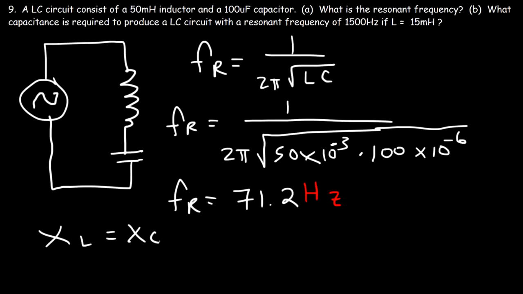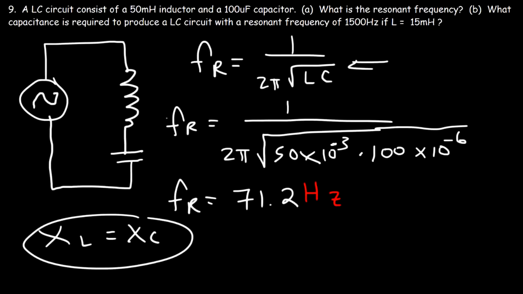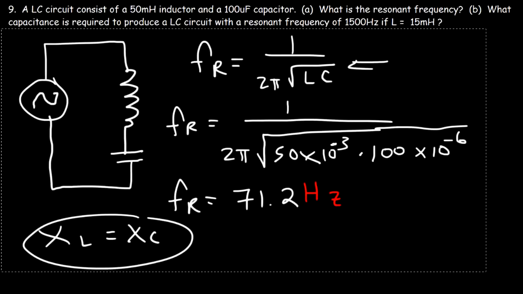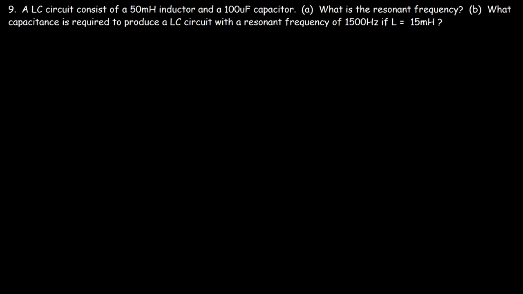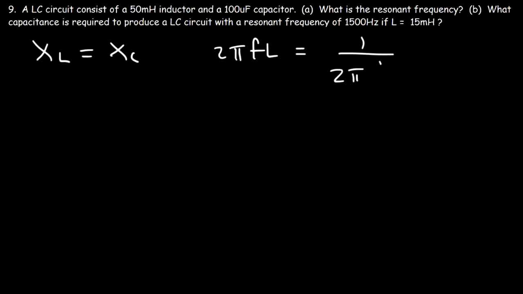Now keep in mind, at the resonant frequency, XL is equal to XC. The inductive reactance is equal to the capacitive reactance. And in fact, using this expression, you can derive this equation. Let's go ahead and do that. So XL is equal to XC. XL is 2 pi FL. XC is 1 over 2 pi FC.